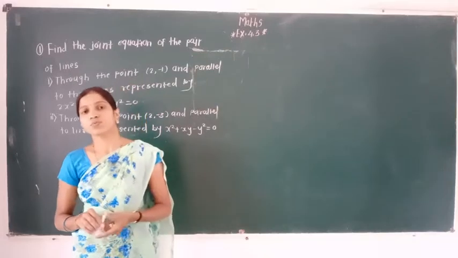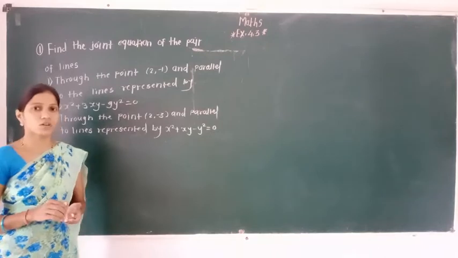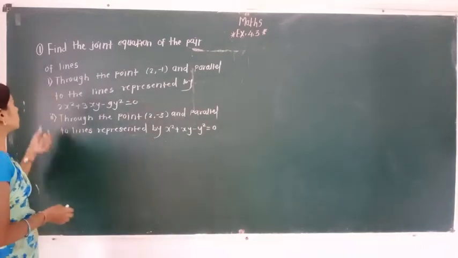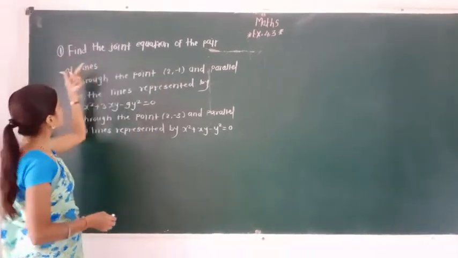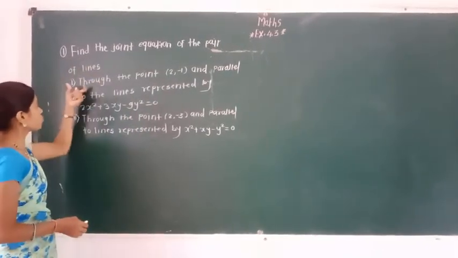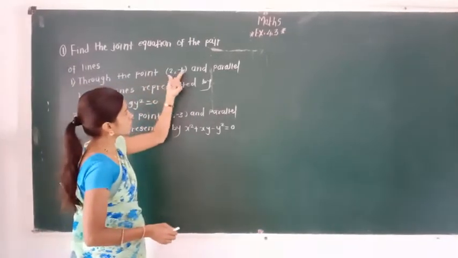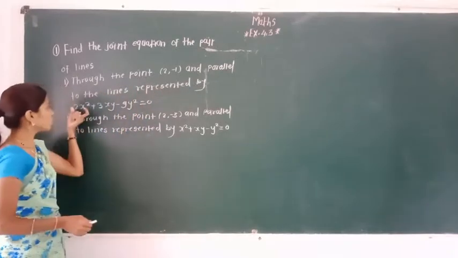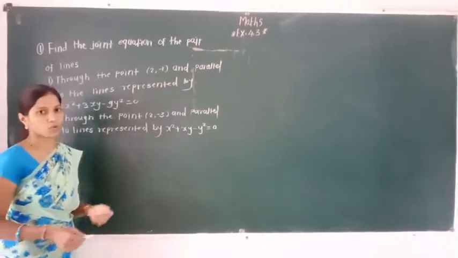Hello friends, today we are going to start the examples based on general second degree equation. Now let's see the first example. Find the joint equation of the pair of lines. First question: through the point (2, -1) and parallel to the line represented by 2x² + kxy - 9y² = 0.